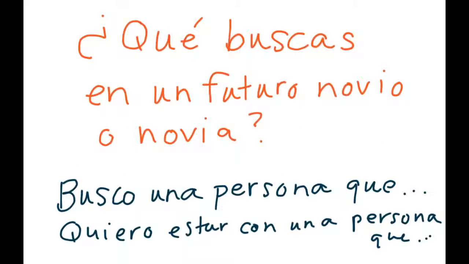Okay? So, a question that I'm going to ask you tomorrow when you come into class is, ¿Qué buscas en un futuro novio o novia? Which means, what are you looking for in a future boyfriend or girlfriend? Okay? And you would start by saying, yo busco una persona que, or yo quiero estar con una persona que. And there are other phrases you can use. But these mean I'm looking for a person that, and I want to be with a person that. Okay, so these things obviously mean that there's a level of uncertainty or indefiniteness. So what's going to follow those is the subjunctive.